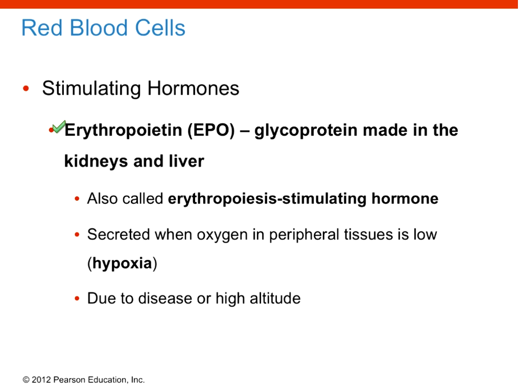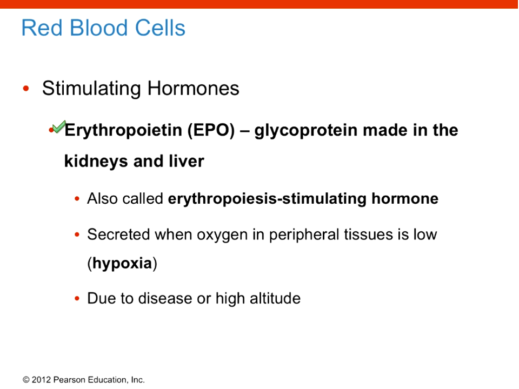We need some more oxygen carrying capacity. We can have this hormone that's made when you're at higher altitude. You'll be stimulated to secrete more of this hormone when you're at a high altitude, or some forms of disease that cause the tissue to be hypoxic will also stimulate this hormone to be released more.